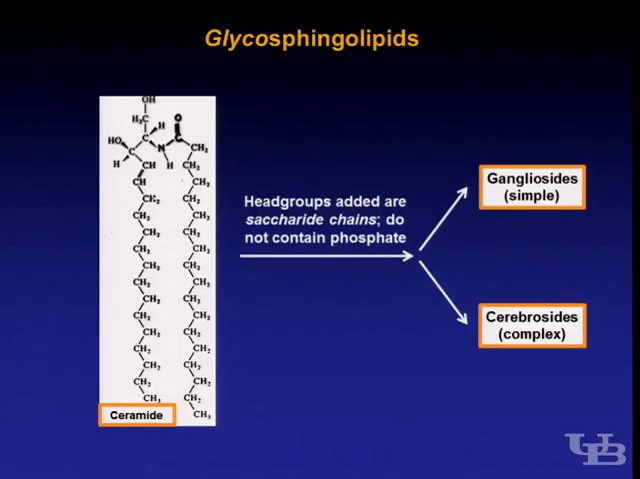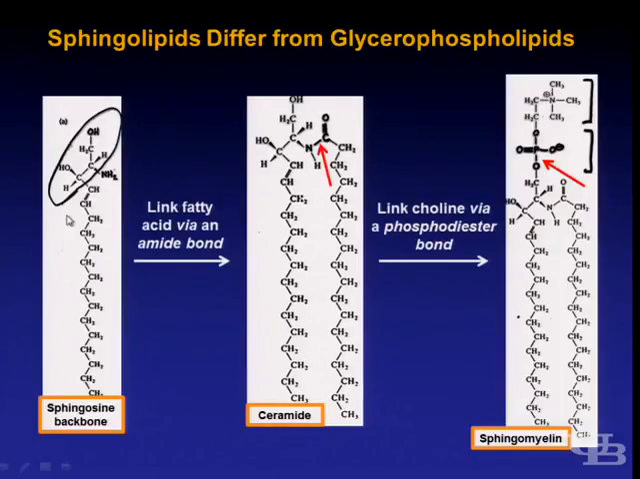For the sphingolipids, the backbone is always sphingosine. So one of the long hydrocarbon tails is always the same.